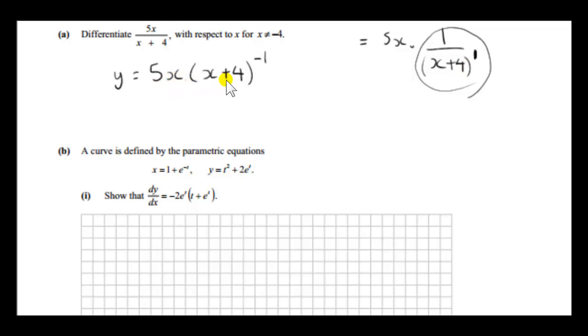So doing it this way, we can use the product rule combined with the chain rule. So u would be 5x, v would be x plus 4 to the power of minus 1. When we go to work out dv dx, for the product rule, we need to apply the chain rule.